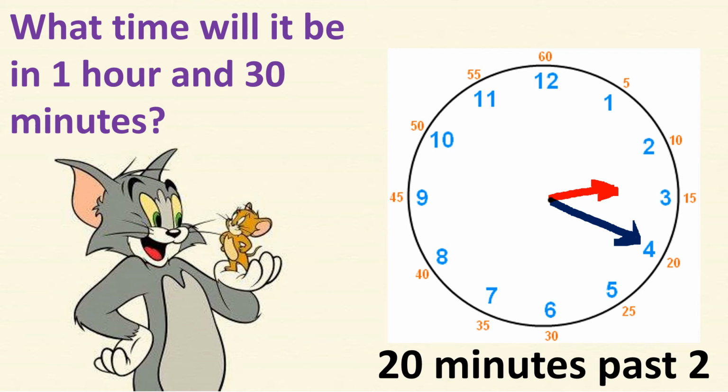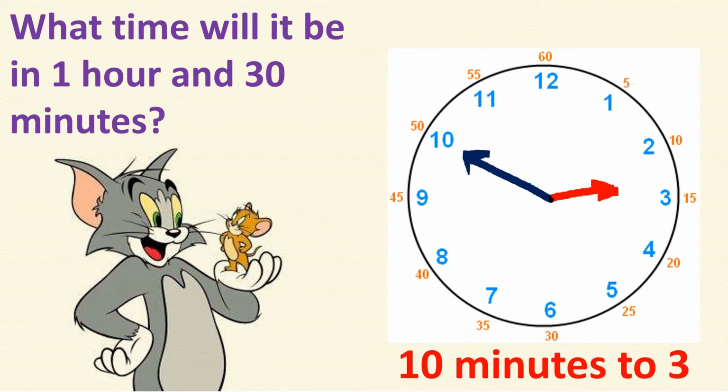It becomes 25, 30, 35, 40, 45, 50. When we see both the hands together on a clock, we know that the time is 10 minutes to 3. So the time it will be in 1 hour and 30 minutes is 10 minutes to 3.